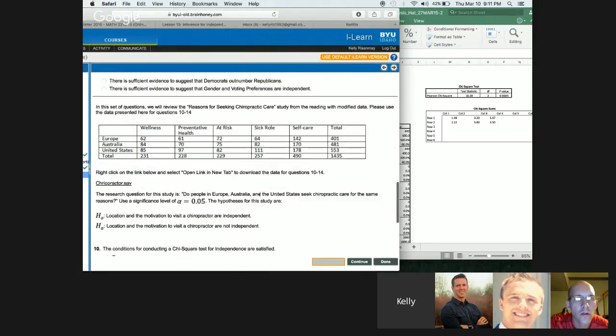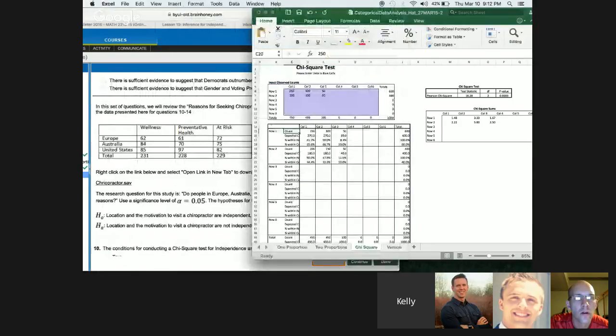Now we got a new data set for numbers 10 through 14. It basically says to click on the link below and open up the download data for questions. Oh, so we actually have to open this. I looked at that. I opened it up, and it's the exact same as what's already there, so just use what's already there. All right, well, that was a waste of a download.